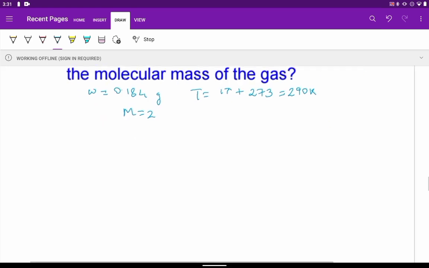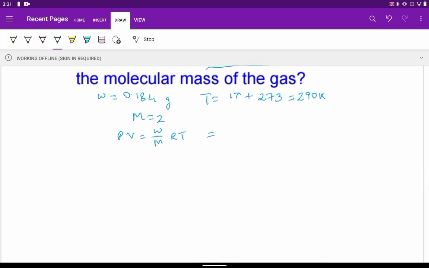And we also know PV is equal to nRT. In place of n we can write W by M. So PV is equal to W by M into RT. We have to put the values. W they have given 0.184, so we write here 0.184 divided by M is 2, into R into 290. 290 is the temperature in Kelvin we just got.